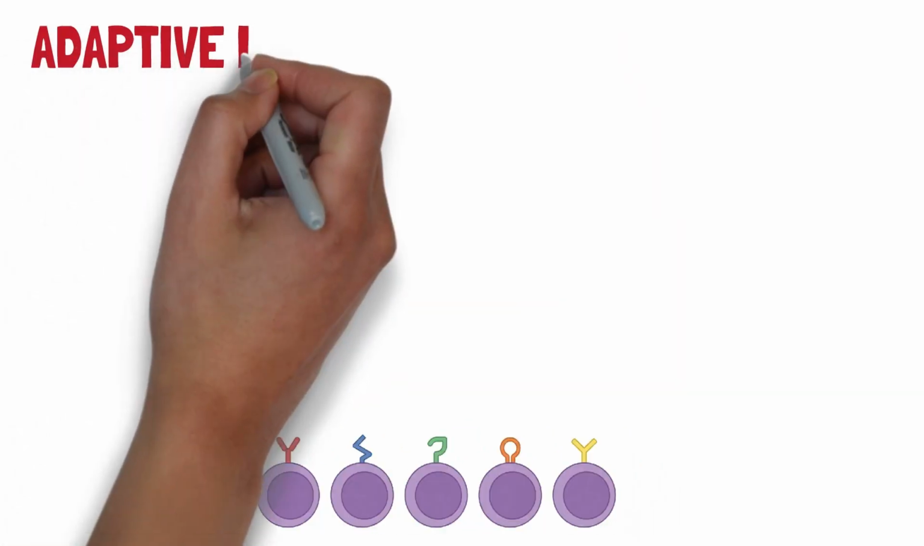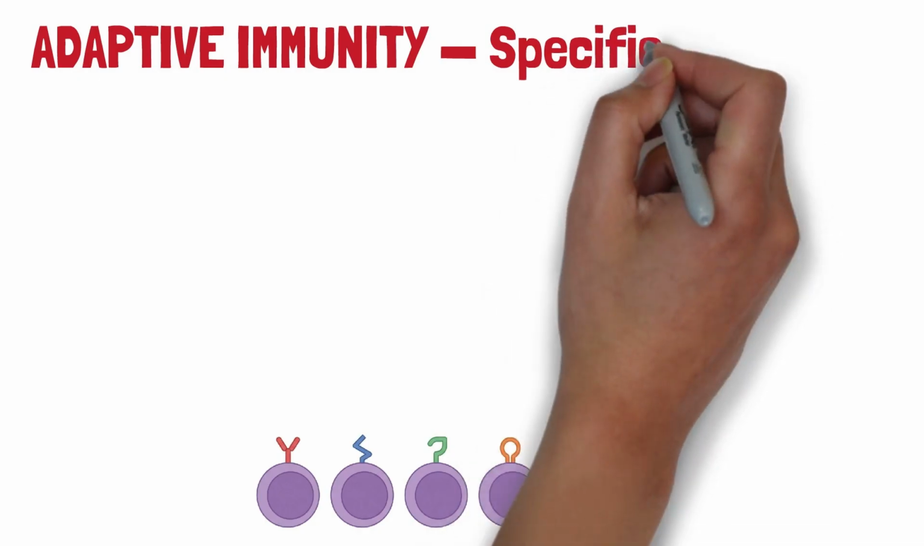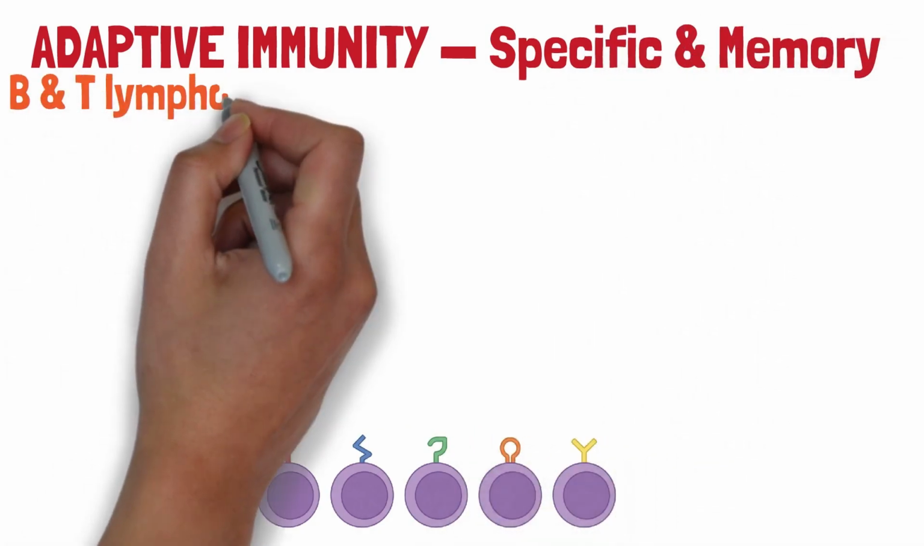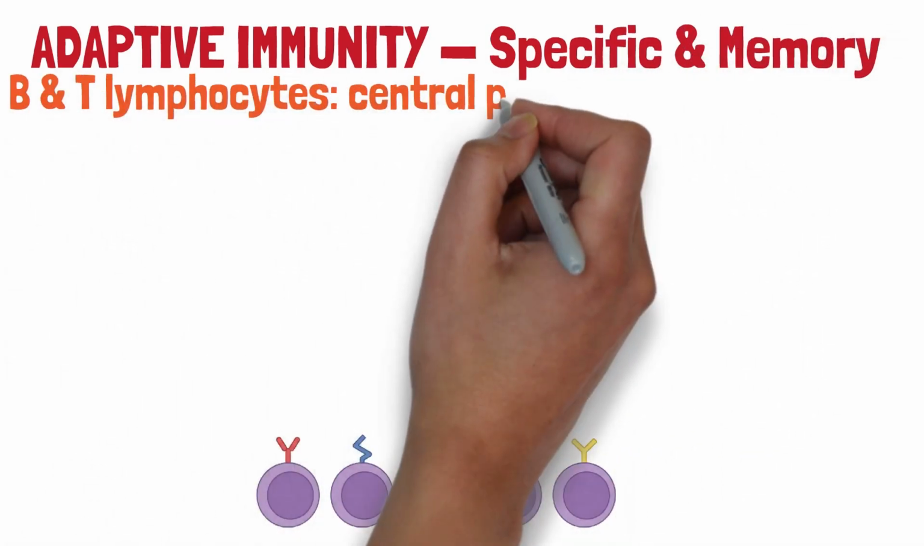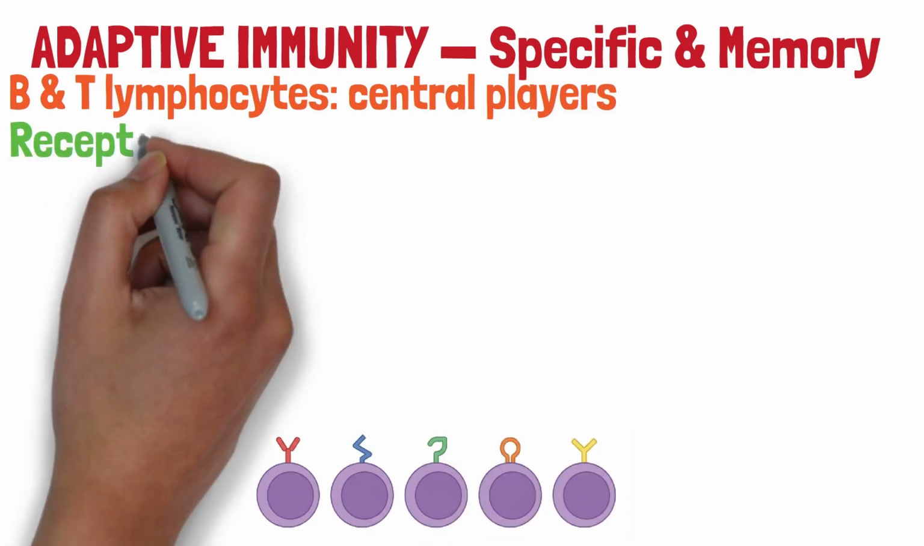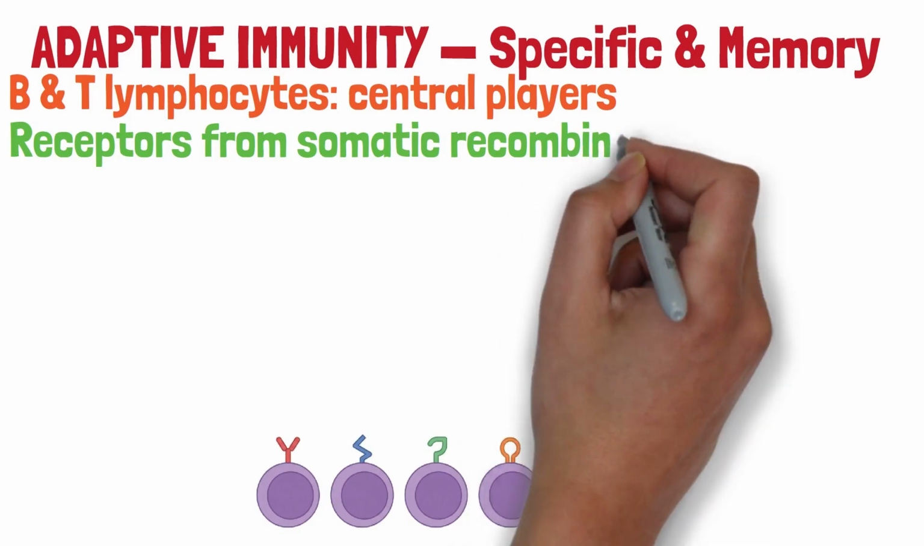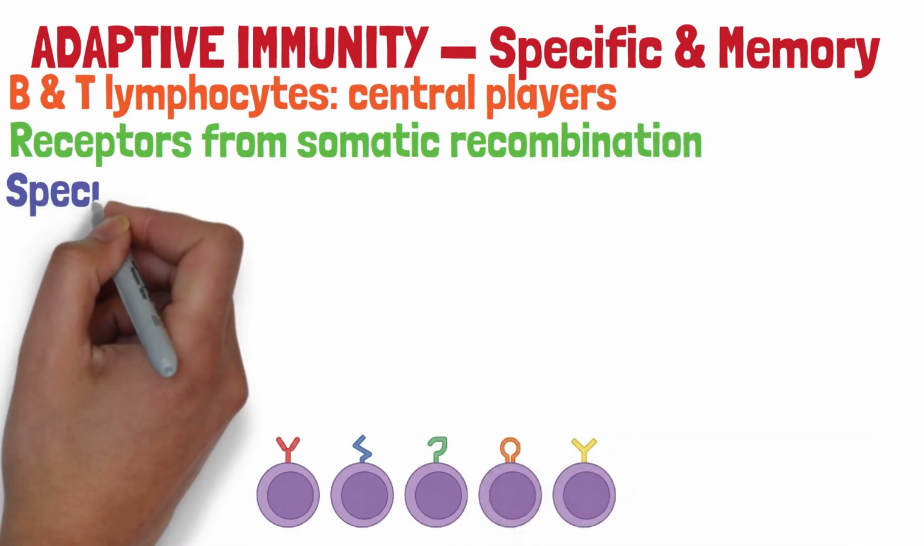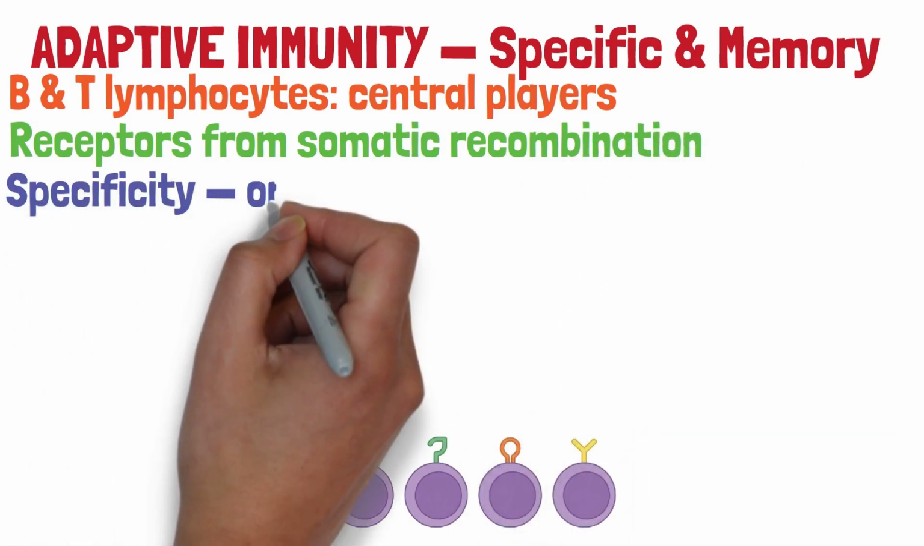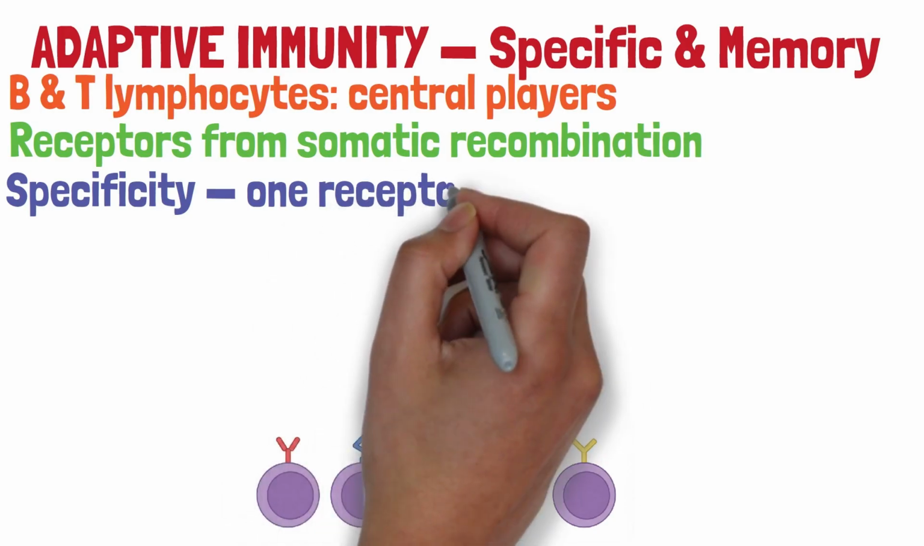With that in mind, now let's move to the second arm, adaptive immunity. The central players here are B and T lymphocytes, and their receptors aren't fixed like PRRs. They're generated by somatic recombination. That process is what gives adaptive immunity its defining hallmarks.